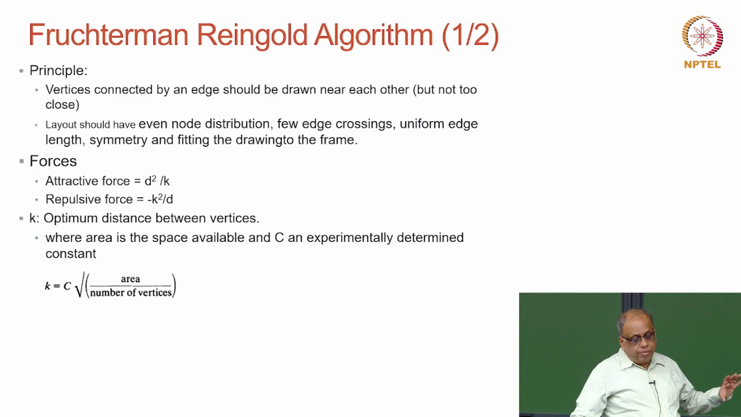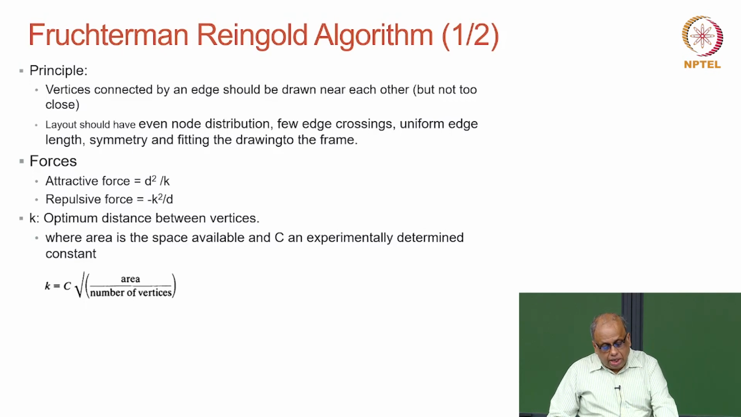So all these algorithms have this principle that nodes will have an attractive force and a repulsive force, and then they have some other things to create a better layout. So in Fruchterman and Reingold, what happens? Vertices connected by an edge should be drawn near each other but not too close. Layout should have an even node distribution, few edge crossings, uniform edge length, symmetry, and fitting the drawing to the frame. Okay. Here also there is an attractive force and a repulsive force. Attractive force is d squared by k, while repulsive force is k squared by d.